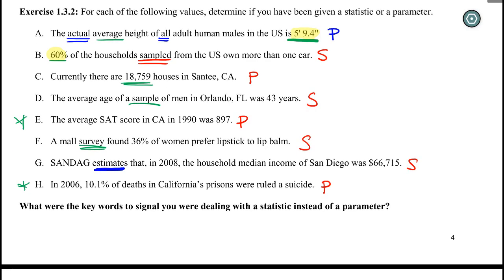So our keywords to tell us that we're dealing with a statistic: sample. We saw that in B and D. We also saw survey, which is another way to say we sampled. We didn't talk to everybody. And then we had this word estimates to let us know it's not the real value, it's just our guess at the real value, which is probably a word that we would have seen associated with A if A had been written how we would actually think of it.